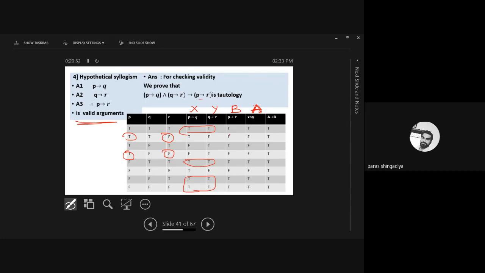So here compare both columns. That is T, that is also T. F is implying on T, okay, so it will be T. Both are F, it is T, that is T, it is also T. So it is a tautology. So that is the tautology reflected. So what does it mean? A1, A2, A3 form a valid argument. Is there any confusion now?